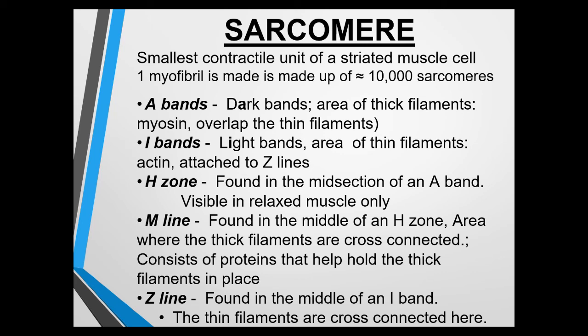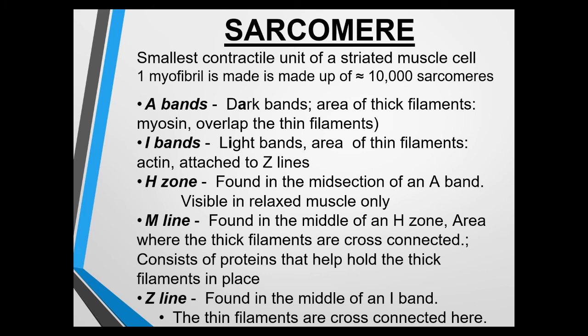The A bands are the dark bands, and dark would mean thick, and that would mean myosin. In the A bands, there is some overlap with the thin filaments. Now, the I band is the light band. So this is thin filaments, primarily actin. Now, this is going to be attached to the Z line. A Z line is what's found in the middle of an I band. A Z line to Z line is what one sarcomere is going to be called. So the Z line is where the thin filaments are cross-connected.